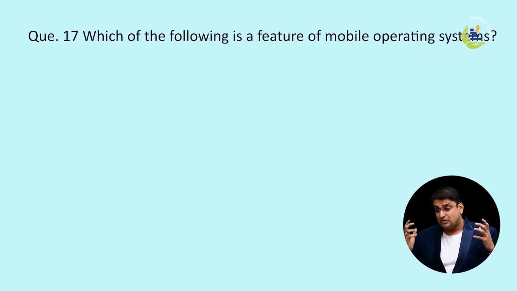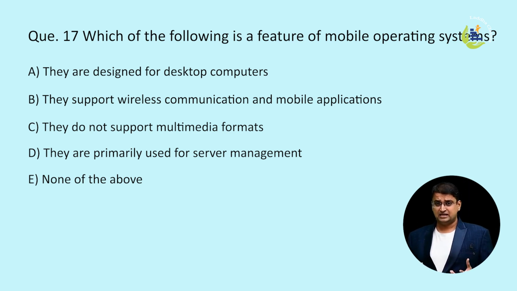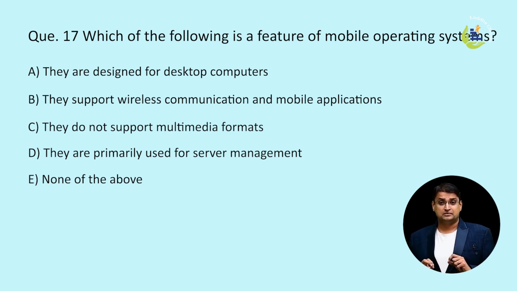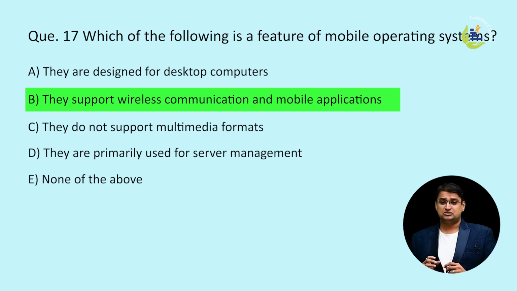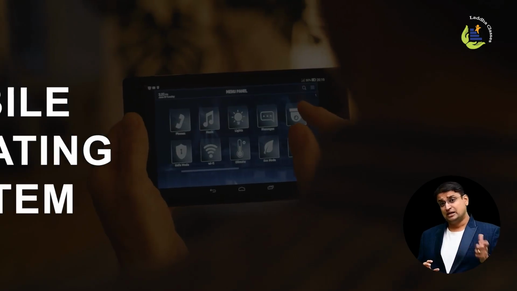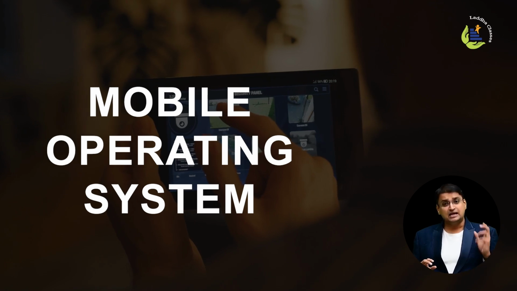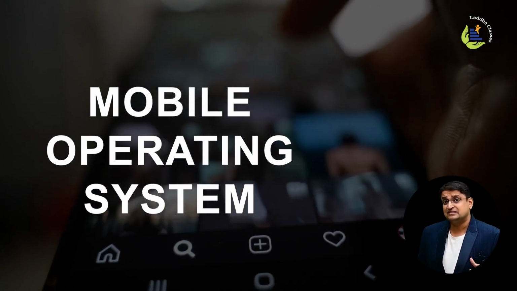Question 17. Which of the following is a feature of mobile operating systems? Options are they are designed for desktop computers. They support wireless communication and mobile applications. They do not support multimedia formats. They are primarily used for server management. None of the above. Correct answer option is B. They support wireless communication and mobile applications. Because mobile operating systems like Android and iOS are designed to support mobile applications and wireless communication, making them suitable for smartphones and other mobile devices.